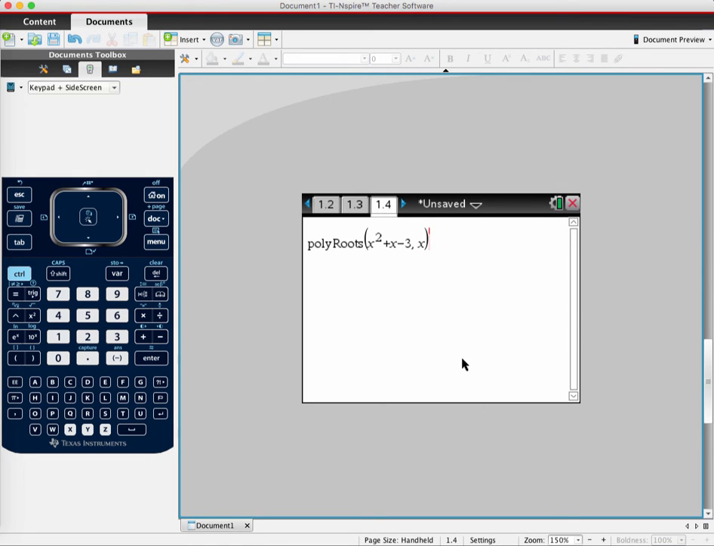We get this. You don't really have to understand what this means. Just click Enter on your calculator, and you get the two roots, negative 2.30 and 1.30, which is exactly what we had before. So these, inside these curly brackets, those are your two answers.